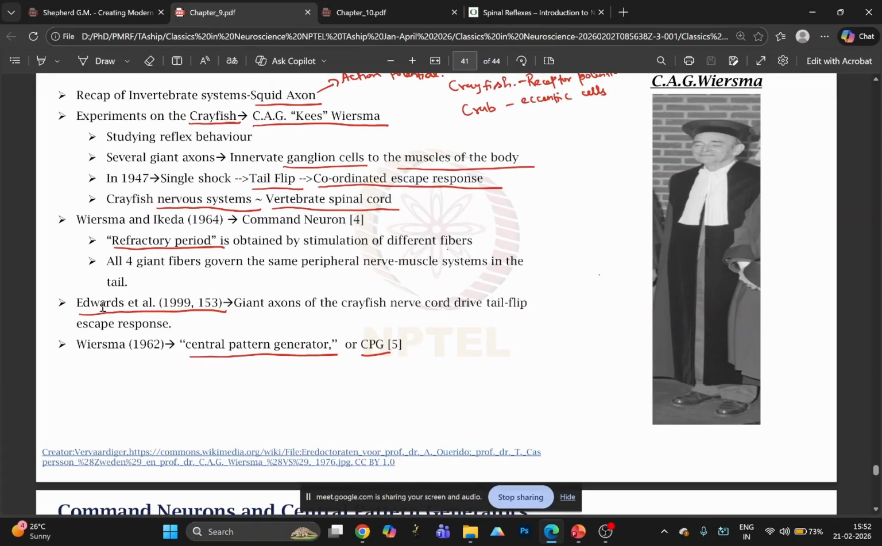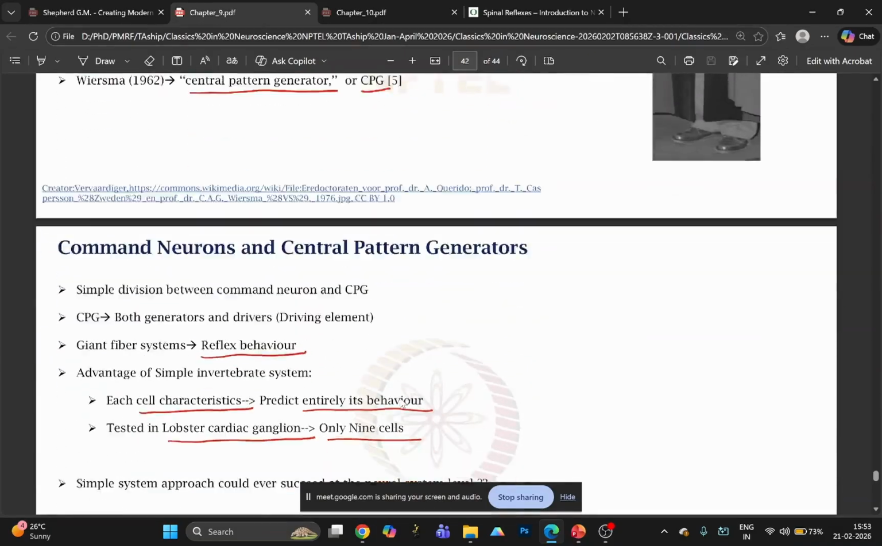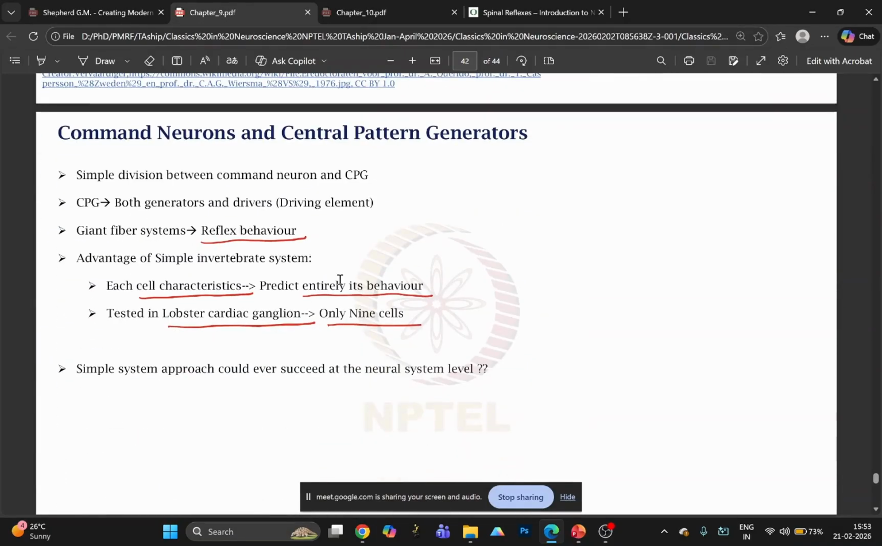Wiersma also came up with the idea of central pattern generators. So what are those? Central pattern generators are basically circuits that carry out rhythmic behaviors, rhythmic reflex actions. For example, locomotion, peristalsis, and so on. So he and several others saw that there are these command neurons and there are central pattern generators and so on.